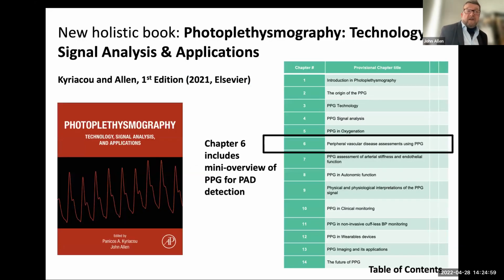Okay, and Peter's kindly mentioned the book that Panikos and myself co-edited, but there were significant contributions, of course, from a number of senior authors in the world in this technology. The chapter listing is shown there. So I'm very pleased with that book, and it was a great team effort to produce that.